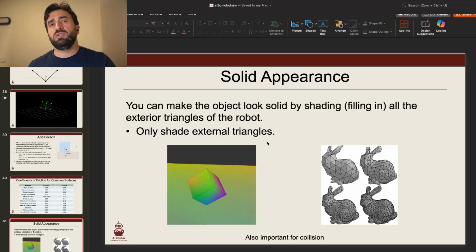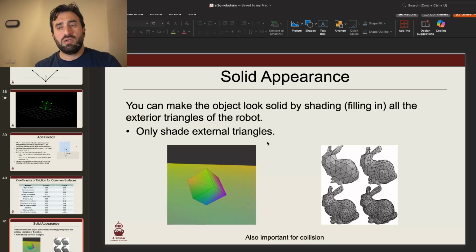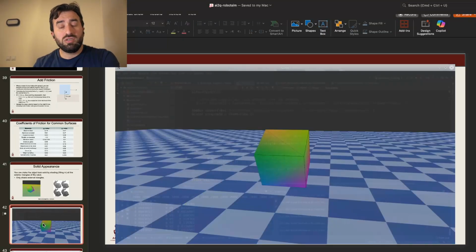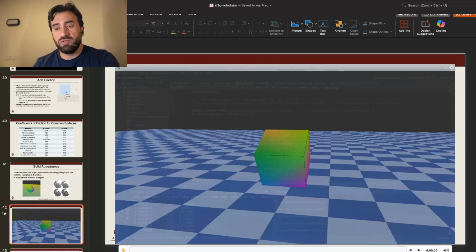because you have these spring mass objects that, if you just show them as they are, look like these hollow objects that don't have anything. But you can cover them up, make them look solid, by shading all the exterior triangles of the robot. But you want to only shade the external triangles, because if you shade all the triangles, then the computation complexity is going to rise, because each triangle is going to add to the computation.